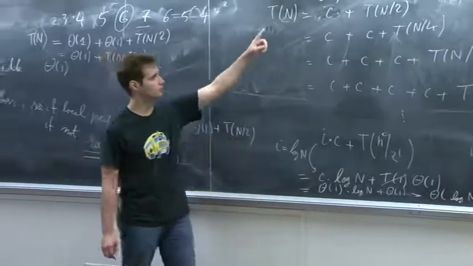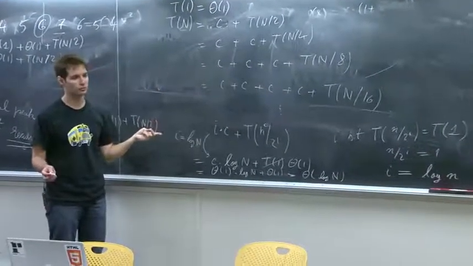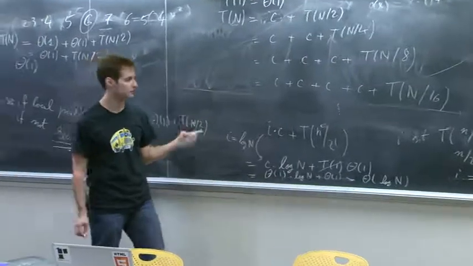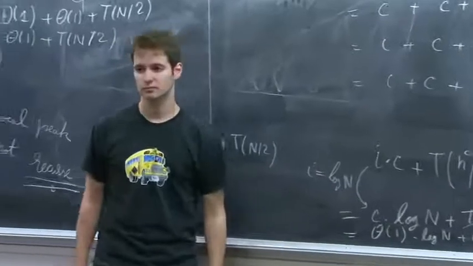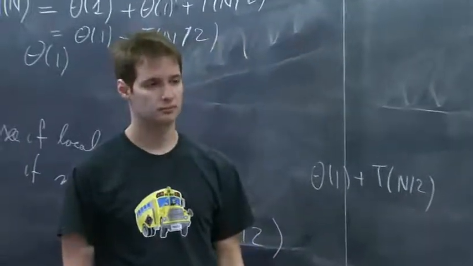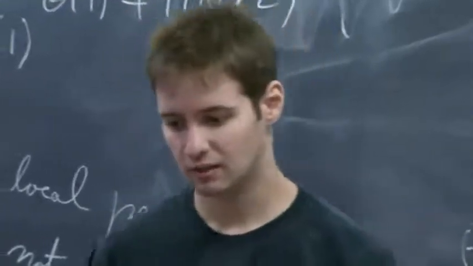The idea here is that you're expanding the recursion forever, and you know that at some point you're going to have to stop. When do you stop? You stop at the base case. So you force this to become the base case. Okay?